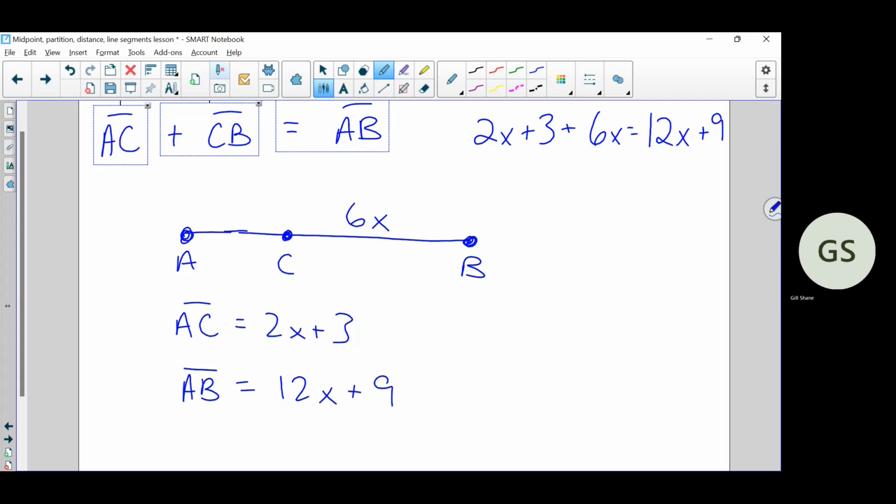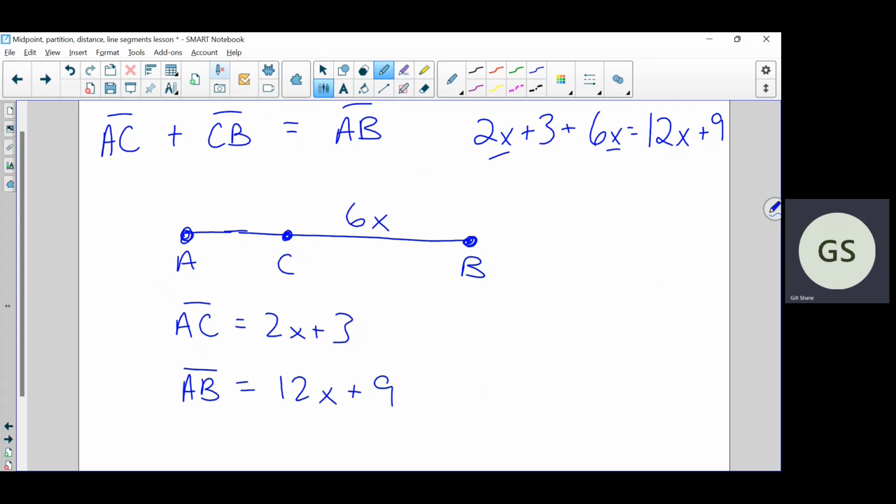To solve this out, I'll do it really quickly. First step, for me, there's a bunch of ways to do it. I like to combine the terms that are on the same side. So I would say 2x plus 6x is 8x. That's just like having 2 x's and adding 6 x's to it. I still have the plus 3. Over here, I didn't do anything, so I still have the 12x plus 9.